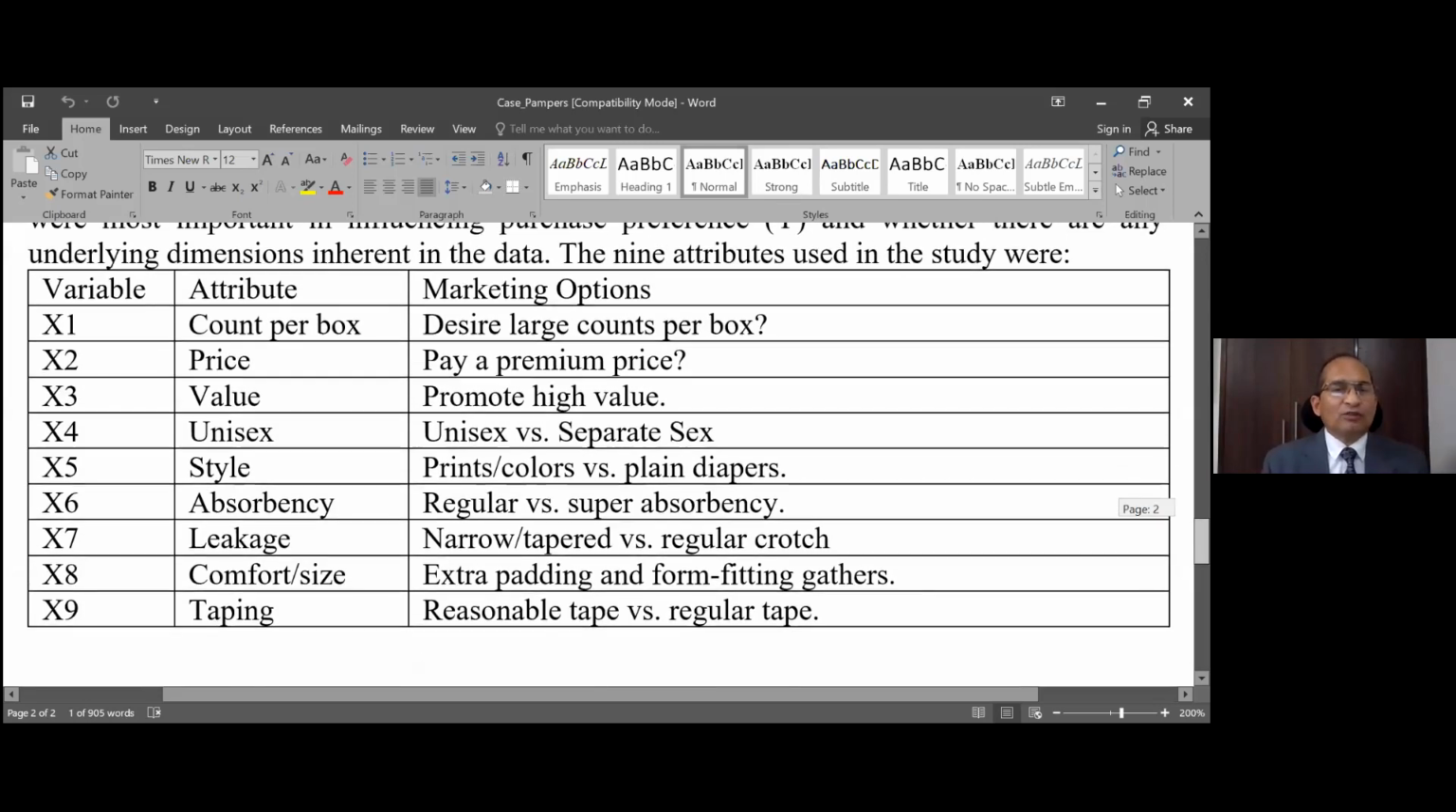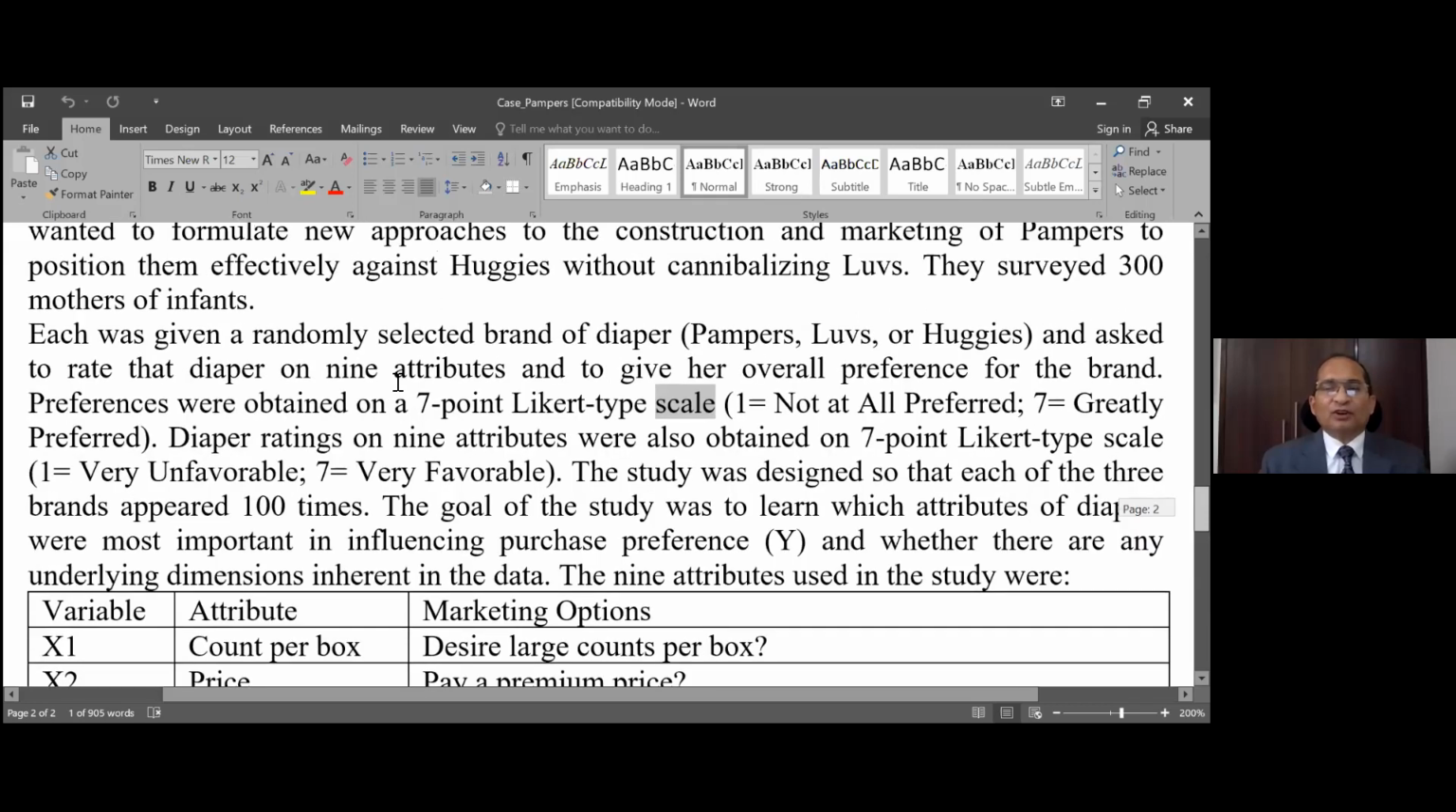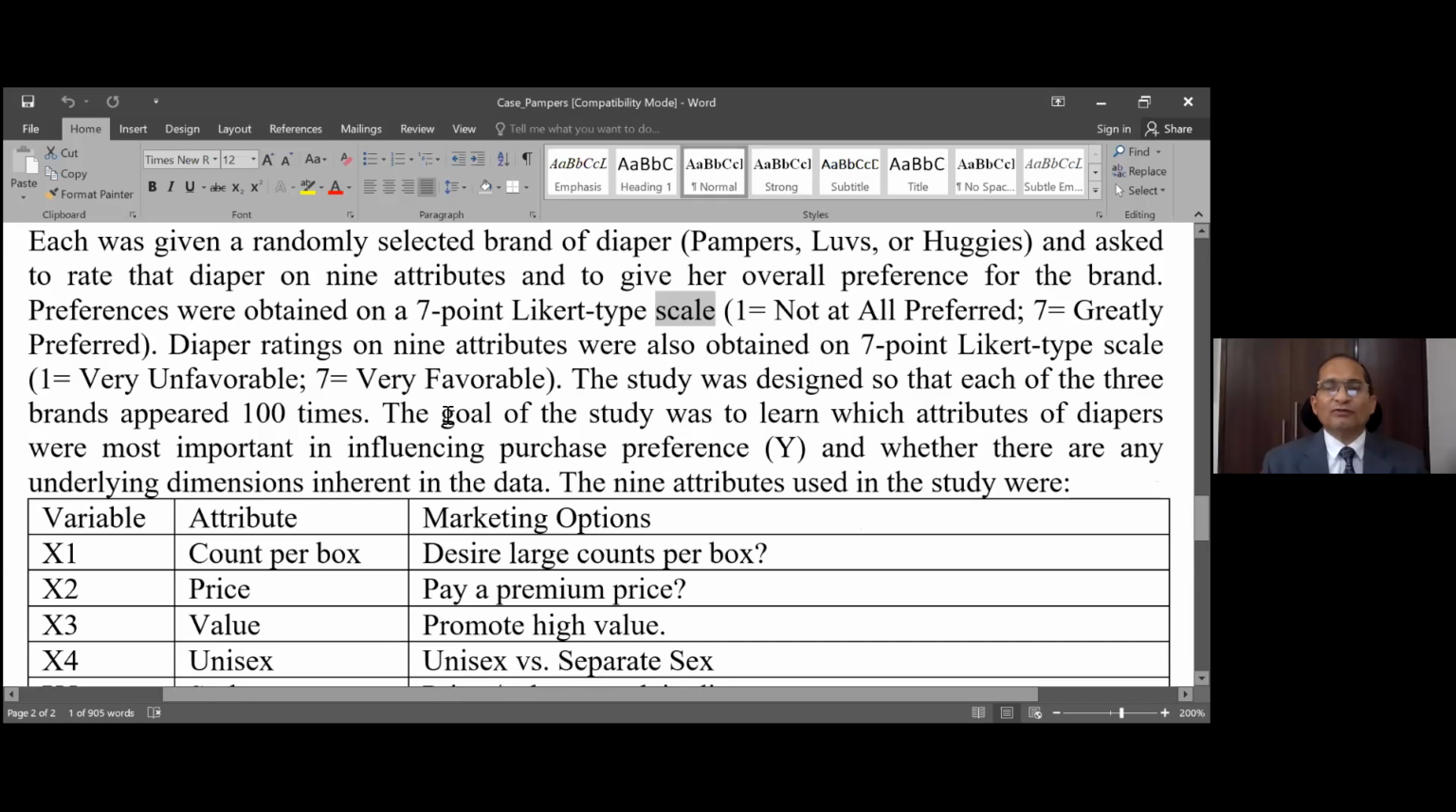The first is count per box, second is price. So those are the diaper attributes, right? So the goal or the purpose of the analysis, the goal of the study, was to learn which attribute of the diaper was most important in influencing purchase preference. The important words that should be noticed are influencing purchase preference. Influencing means some sort of relationship is being explored, right? So purchase preference is our important variable. And these are the 9 diaper attributes.